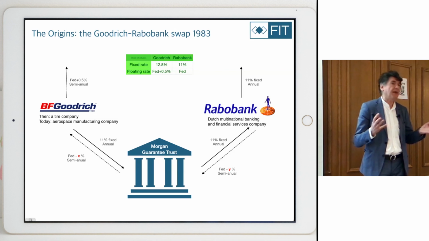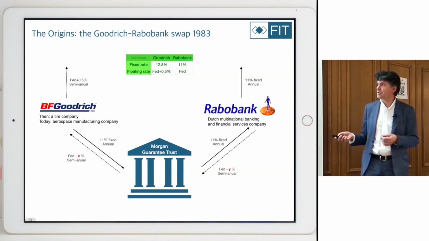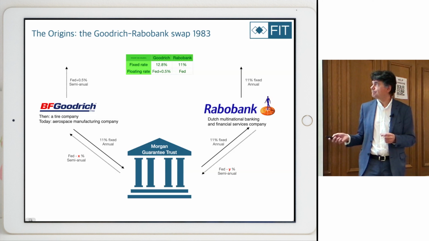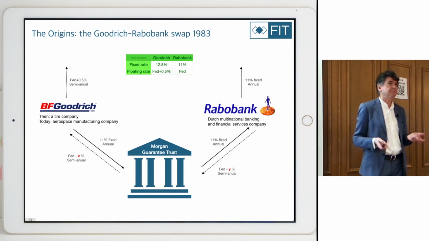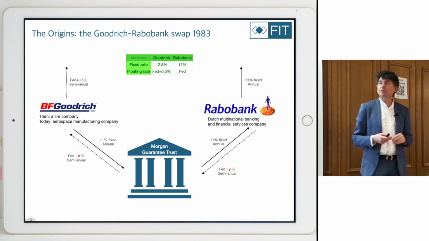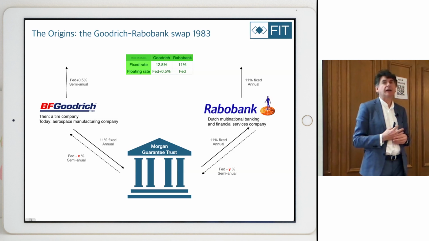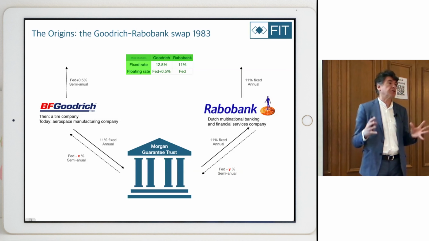But absent that, if you don't have an insurance policy against Goodrich or Rabobank going bankrupt, then you don't know that you're going to make money for free. So you have to make money with a certain level of confidence. X and Y will determine that. You understand what we're saying? You understand this? This is called structured credit.